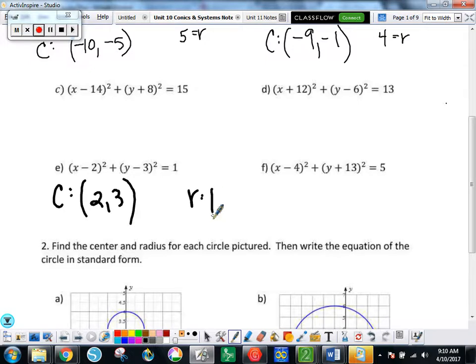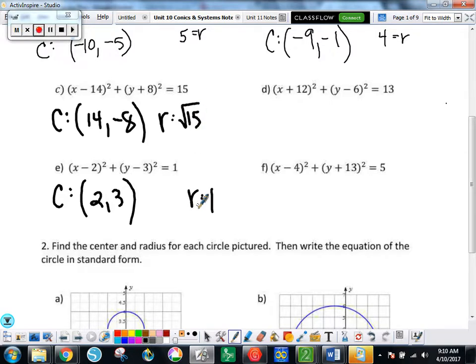All right, C, D, and F are slightly different. How? Yeah, it's not a perfect square, right? So finding the center is the same. The center is at 14 and negative 8. The radius is what? Whatever the square root of 15 is.